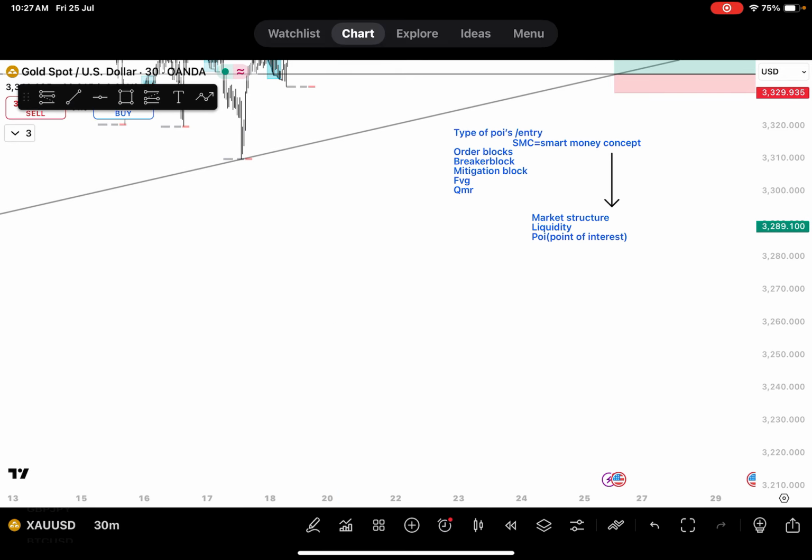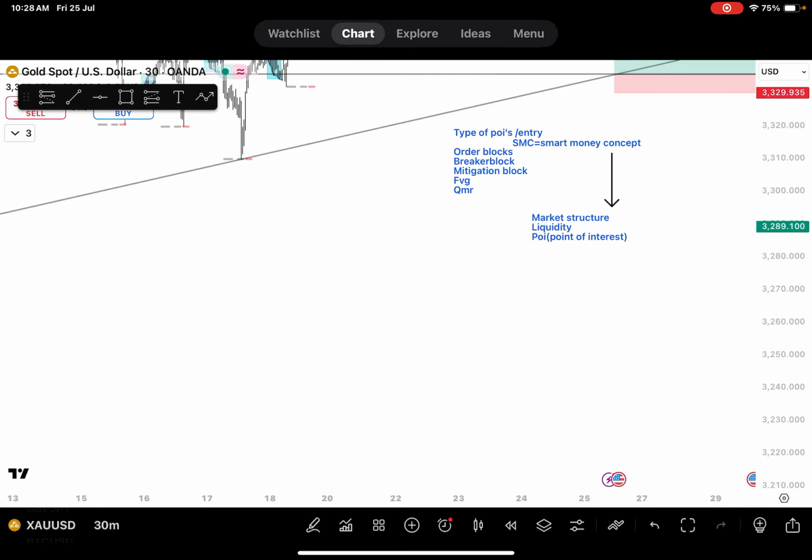So in our next class, I'm going to simply explain what a fair value gap is. Mitigation block and QMR, I will explain in some other classes. But this fair value gap, there is something I want to teach you guys about fair value gap and order block being used together. So I'm going to teach you what a fair value gap is.